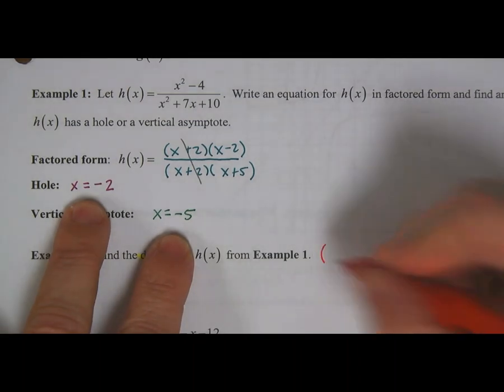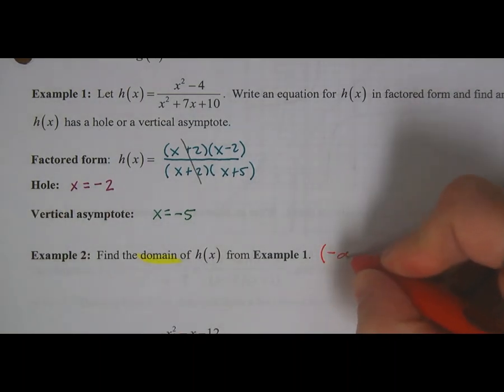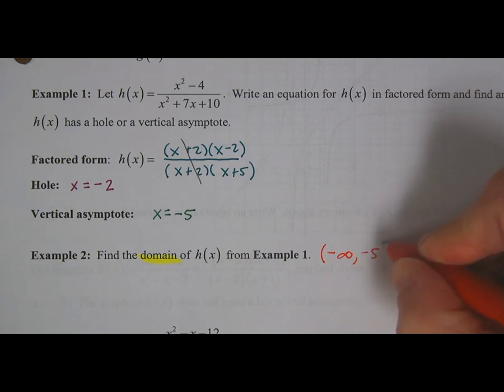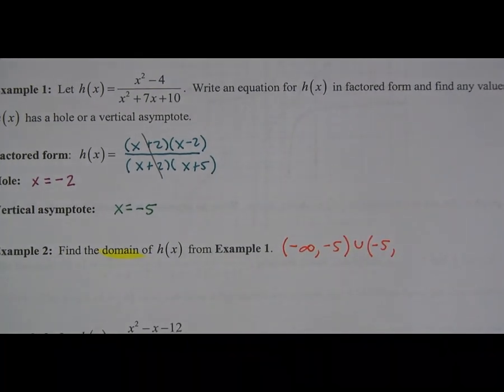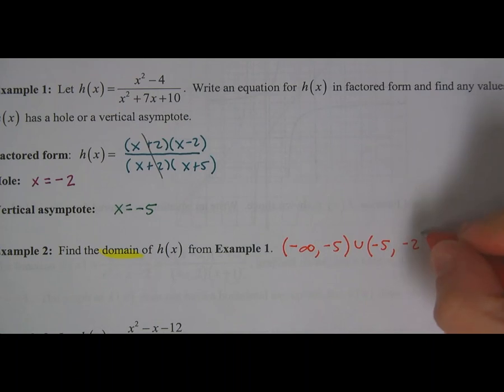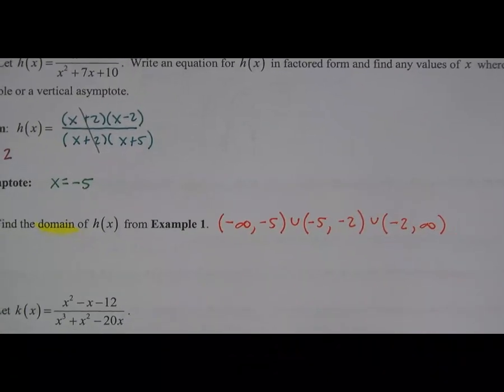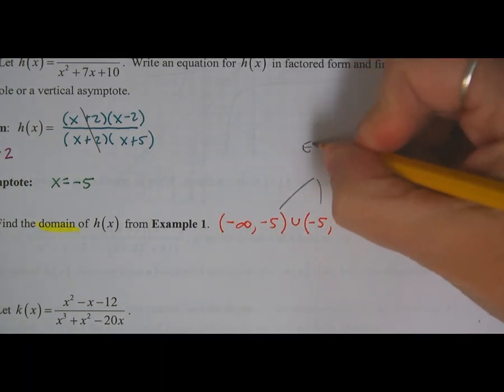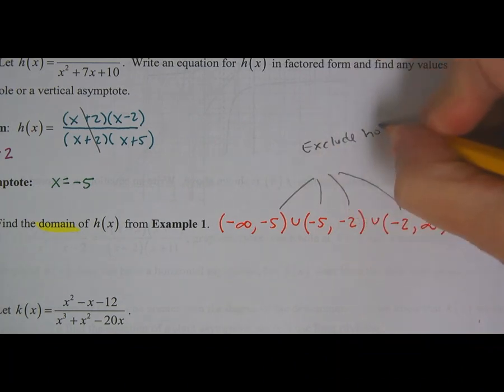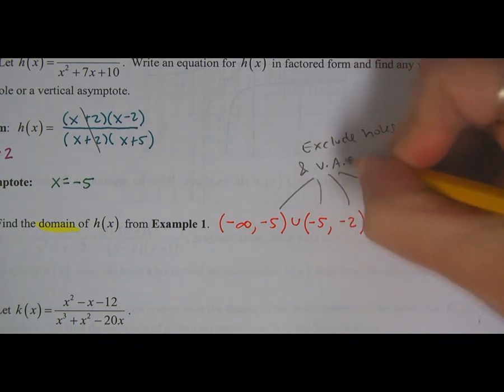So the way you're going to write that is in interval notation. You're going to say anything from negative infinity up to negative 5, but not including negative 5. We would not want to plug negative 5 in. Unioned with, I'm basically just skipping right over the negative 5 there. I'm going to pick right back up at negative 5, and I'm going to go up to negative 2. I'm going to union that with, well, I'm just skipping right over the negative 2, and then anything else is fine. So if you want to make a note to yourself, you're just going to exclude holes and vertical asymptotes in your domain.